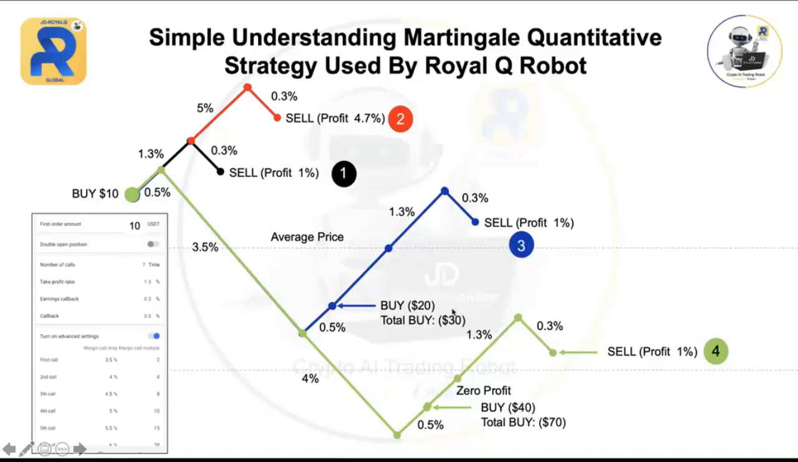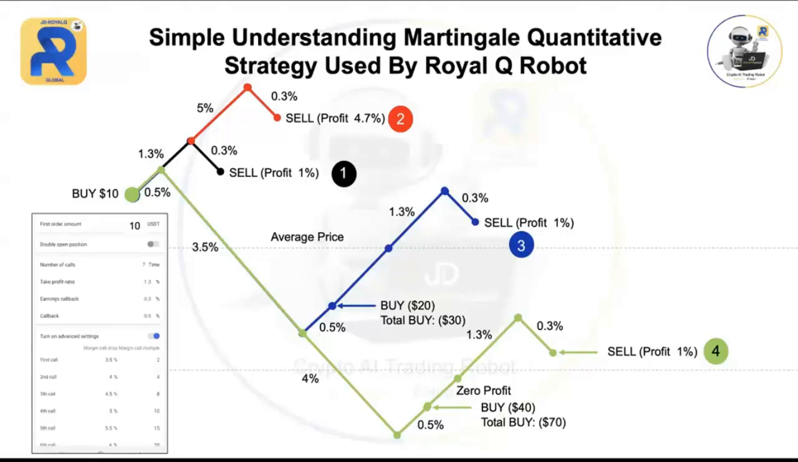But now I have a trade, am I right? I have an earlier trade at $30. So it will then add up. So now I will have a cumulative order, which is $70 here. Now, when the market goes up all the way, above the new average price at 1.3% and calls back 0.3, now the robot will sell and take profit at 1%. Can you see that? 1% of $70, no longer $10.